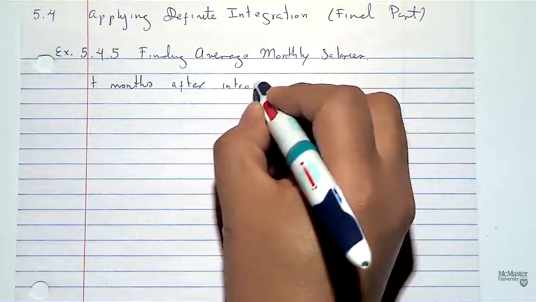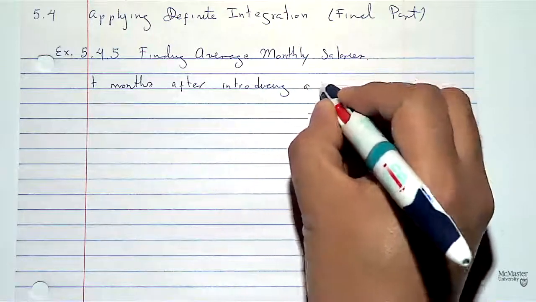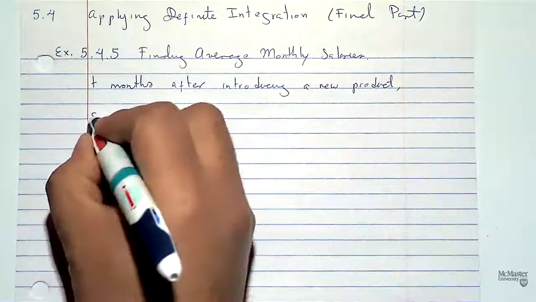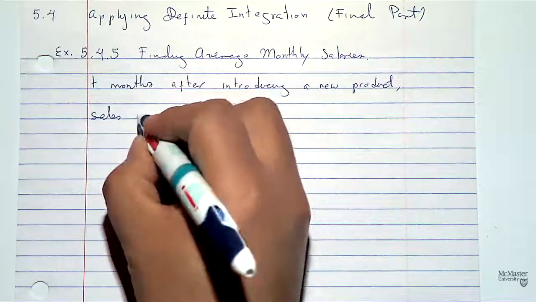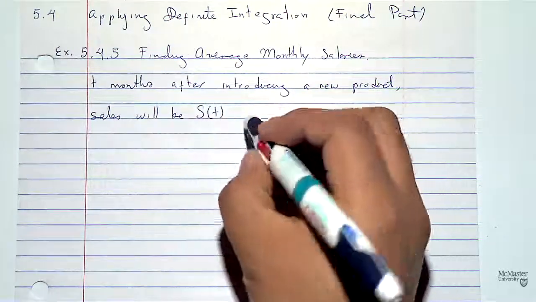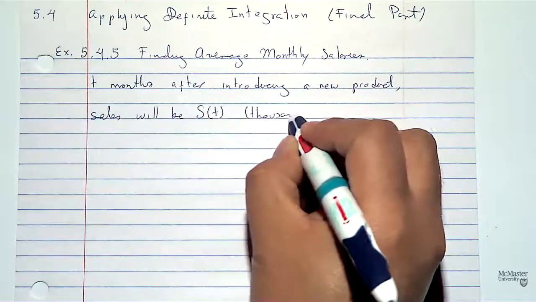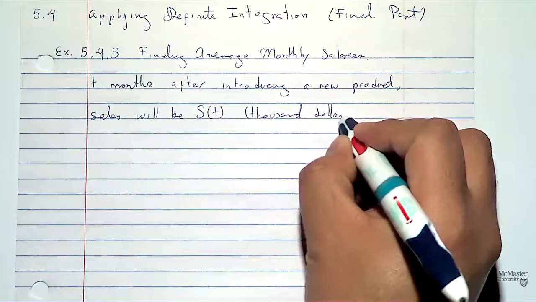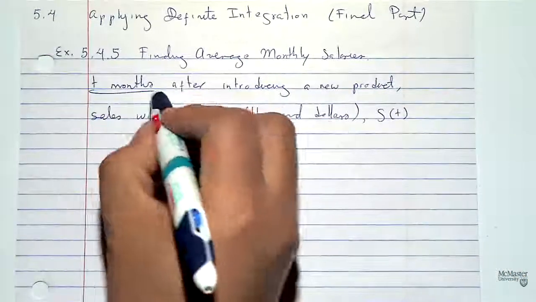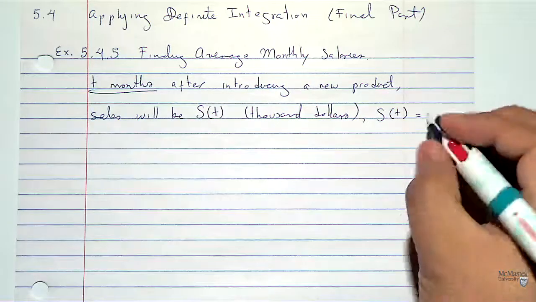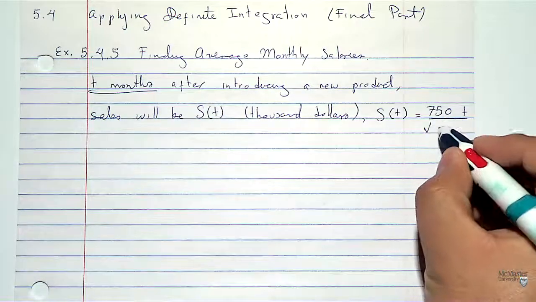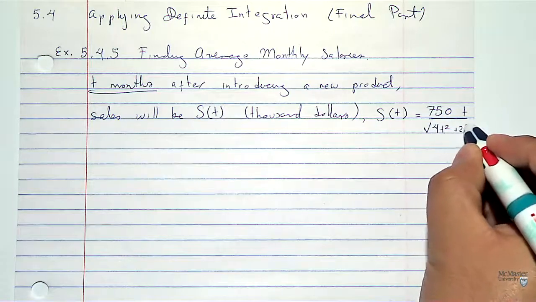The statement of the problem indicates that t months after introducing a new product, sales will be given by a function S of t, in units of $1,000. So the sales as a function of time, which is measured in months, is 750 times t divided by the square root of 4t squared plus 25.